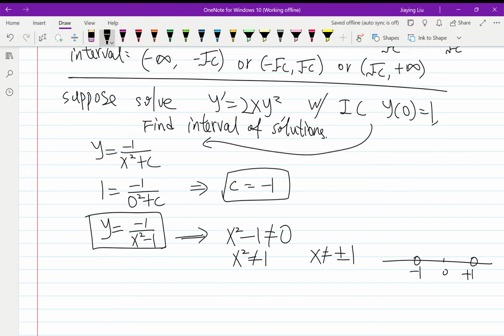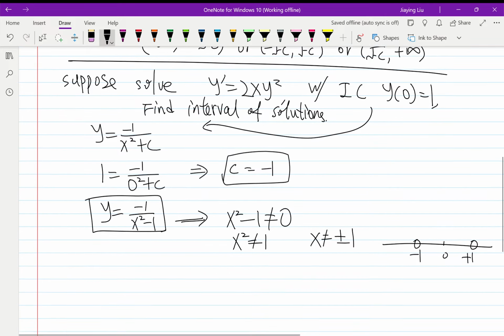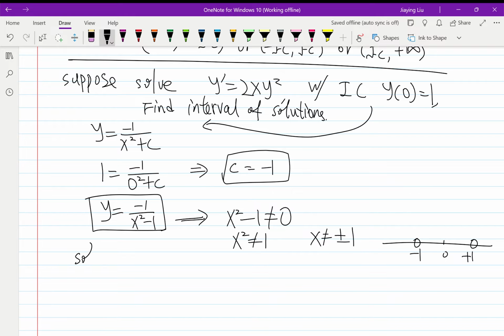Well, you probably wonder, wouldn't that give us three intervals again like we had before? -infinity to -1, -1 to +1, +1 to infinity. The answer is no, we don't write down all three of them. There's only one interval that we have to include. So in this case, the solution interval must include the x value from the initial condition.